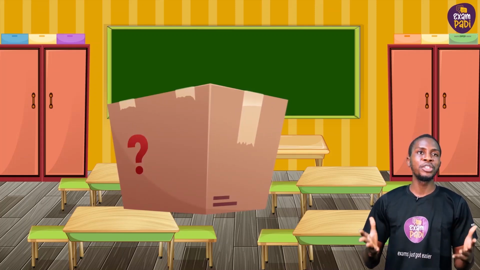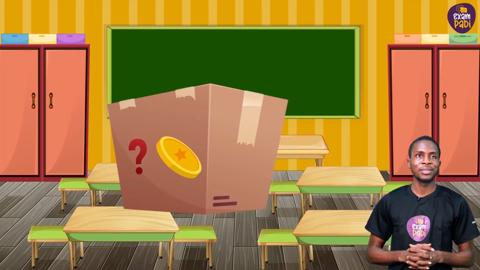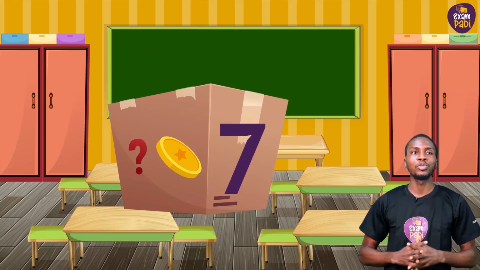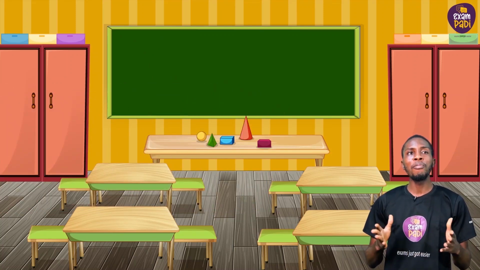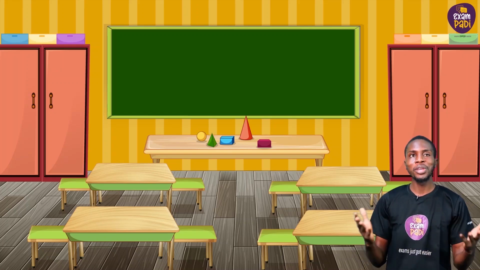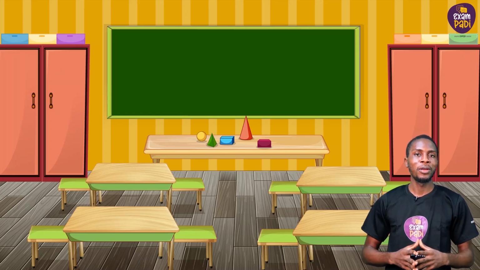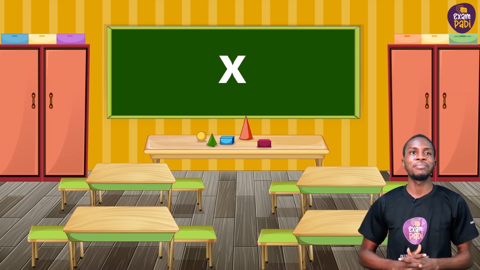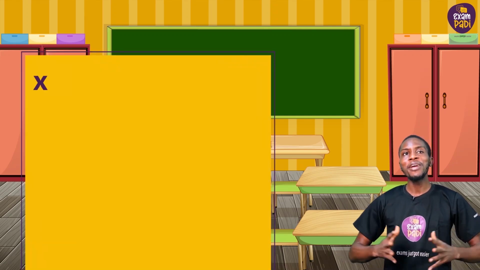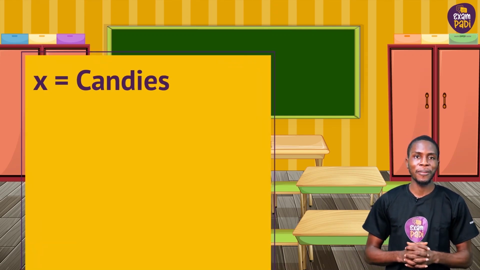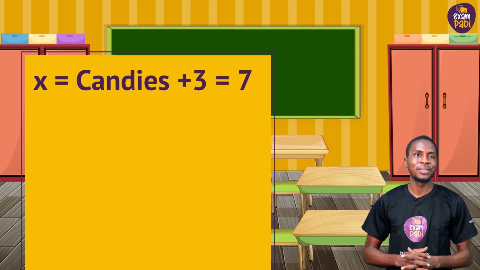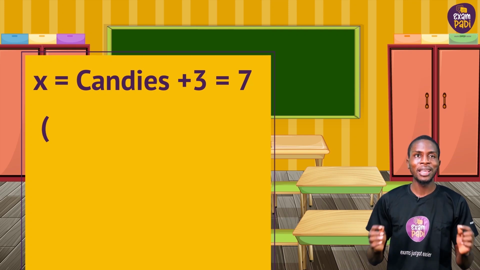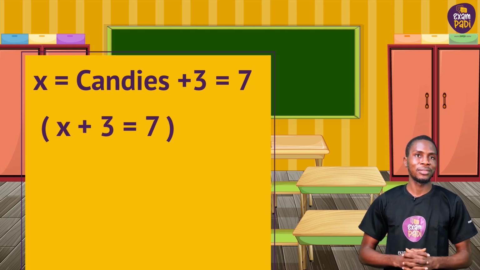Imagine you have a box with a mystery number of coins inside. If you add 3 more coins to the box, you will have 7 coins in total. To find how many coins are in the box right now, we can use a simple equation. We often use a letter to represent the mystery number, which is x in mathematics. So, if x is the number of coins in the box, and I add 3 to it, I get 7. We can write this situation as an equation, that is, x plus 3 equals 7.